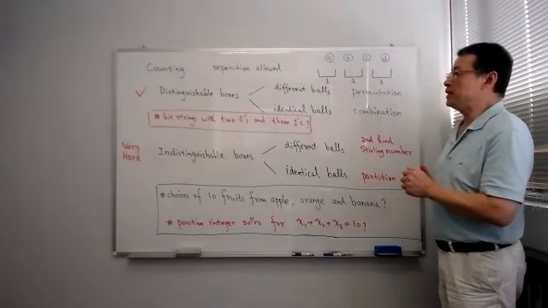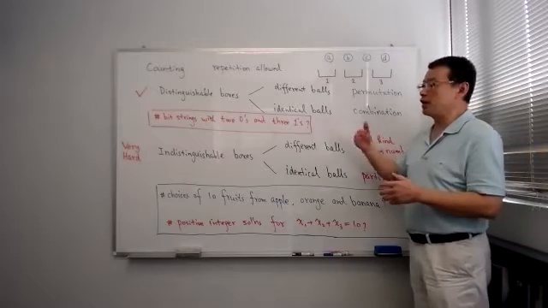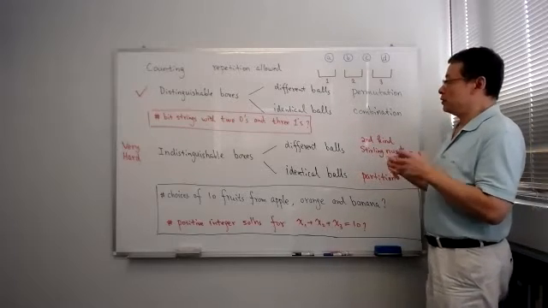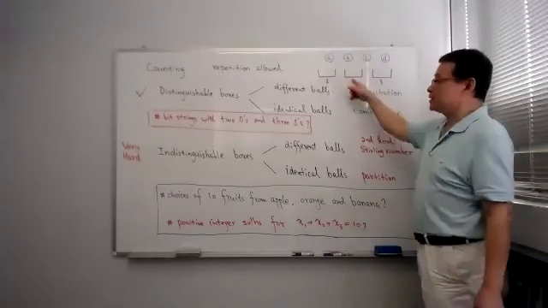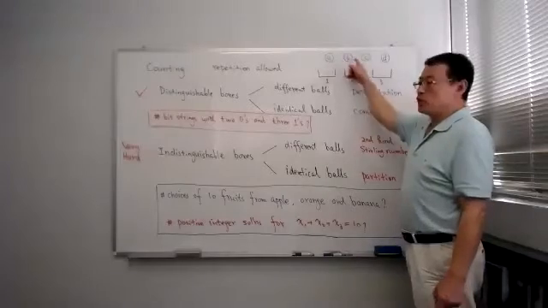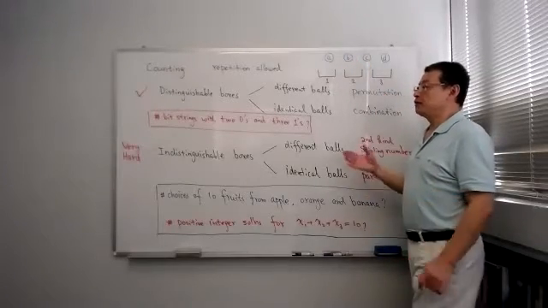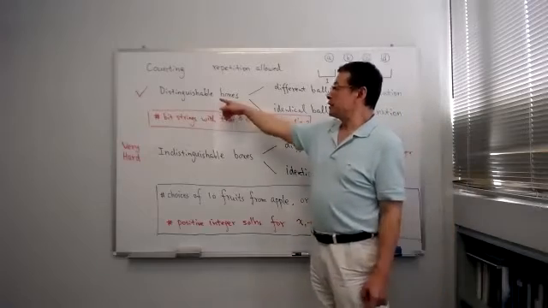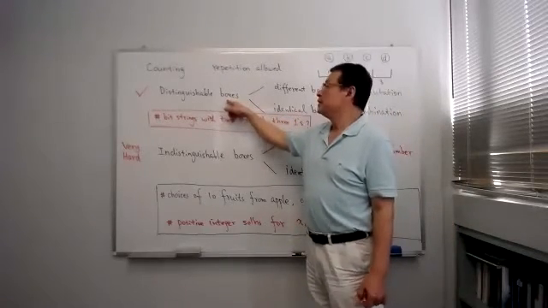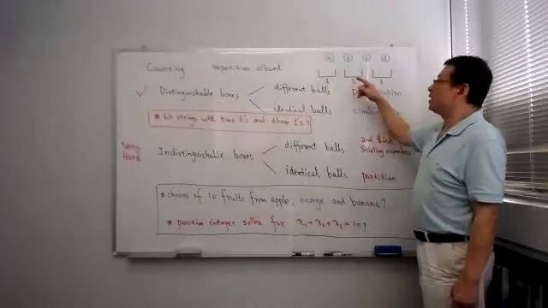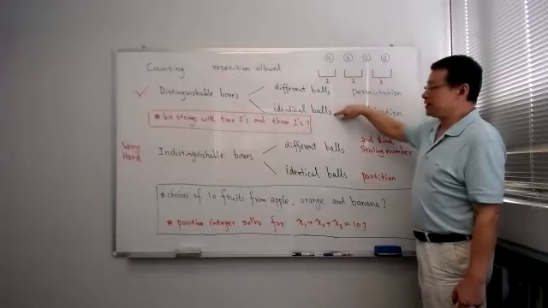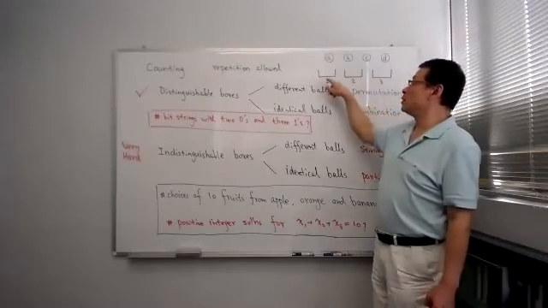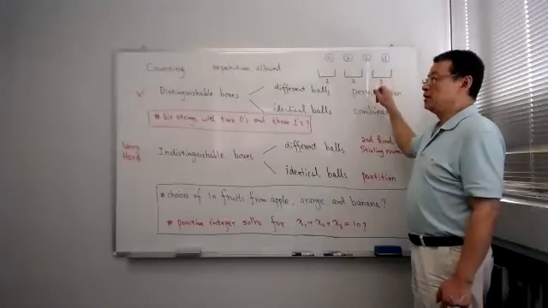Typically, the problem can be divided into 4 situations, based on whether the boxes are different and whether the objects are different. So there are 4 situations, depending on whether they are different or not. When the boxes are different, there are 2 situations depending on whether the balls are different or not.